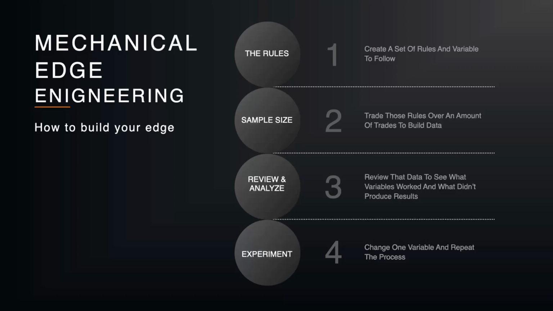Now, once you get those 20 trades, it is time to review the data and see what variables or confluences worked. Let's say you become profitable. Let's say you backtest 20 trades and you're profitable a certain percent. If you want to keep it exactly how it is, that's fine.